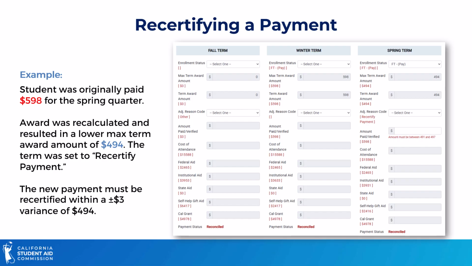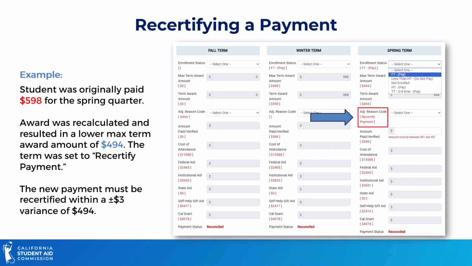In this example, the student was originally paid full-time for $598 in the spring quarter. You can tell that by looking at the red font in brackets next to the enrollment status field and the amount paid/verified field. The school then reported a correction that reduced the student's max term award amount to $494. As a result, the term was set to recertify payment. The school must now re-verify the correct payment amount.